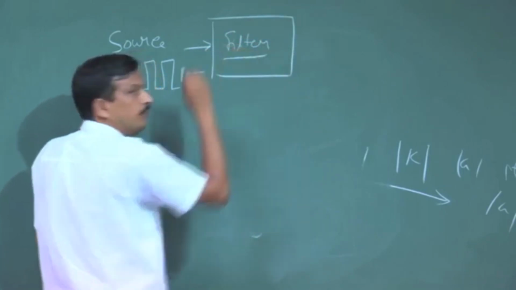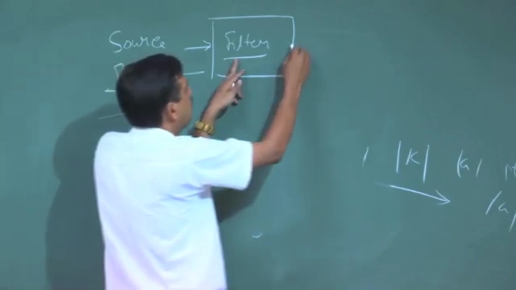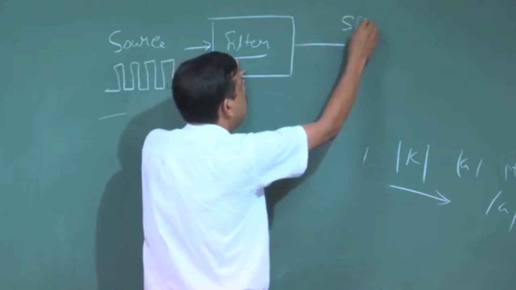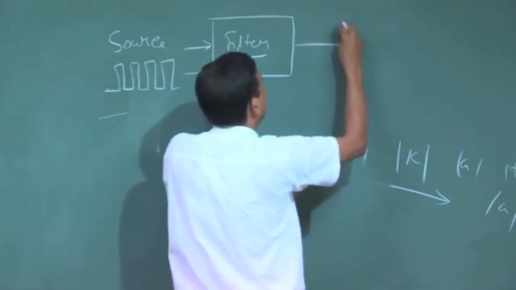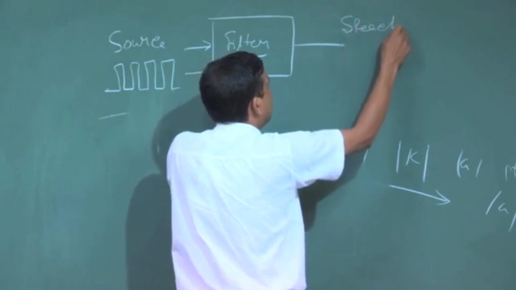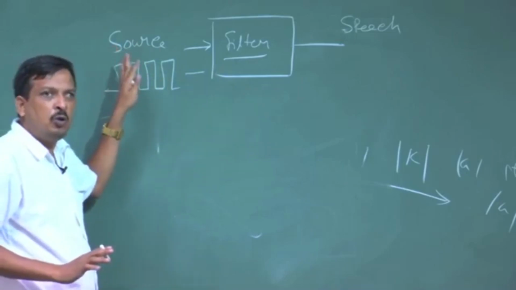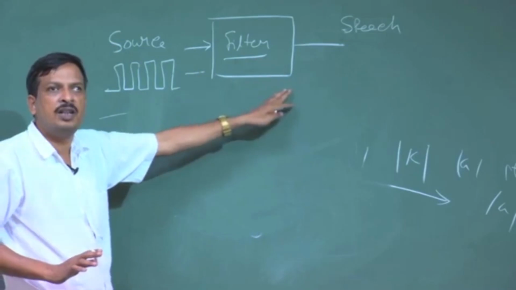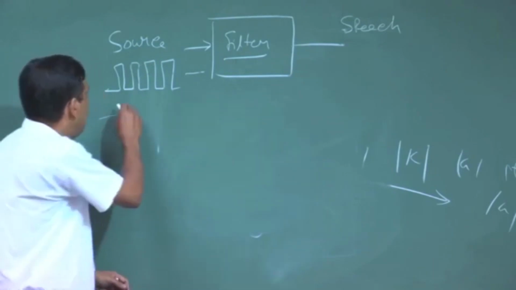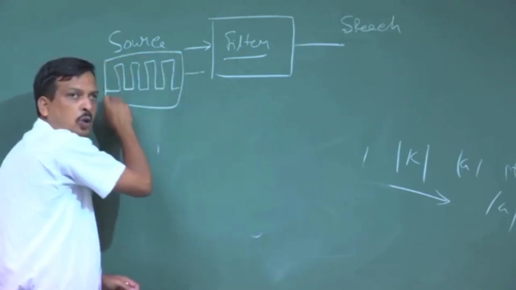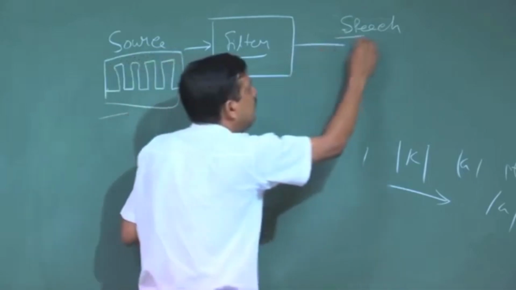This is a time varying filter. Different time structures of the tube will produce different kinds of sound. Let us say this is S of n, or this is speech. Okay. So, digital circuits I will come to later on. So, I can say the whole human speech production system can be modeled using a source filter model. So, I can study the source or I can study the filter, combine the both, and I will get the speech.